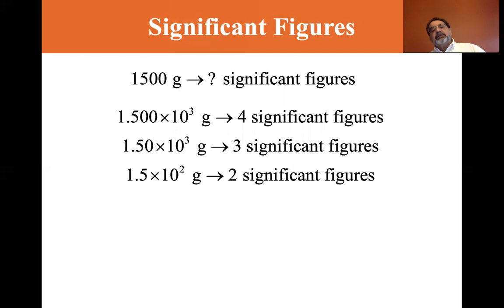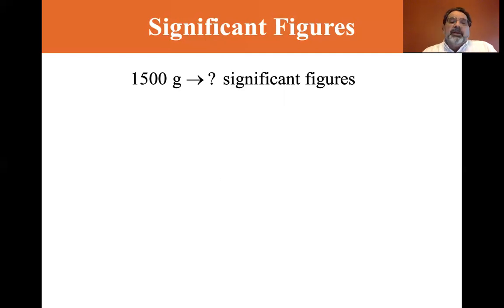Okay, here is exactly what I was talking about. If you have 1.500 times 10 to the 3 grams, that's four significant figures. What that is saying in a report is that it was measured to that accuracy. If it's 1.50 times 10 to the 3, then there's only three significant figures. And 1.5 times 10 to the 2 is just two significant figures. So scientific notation, as we see in these last three examples, is a way of taking away the ambiguity of how many significant figures there are.